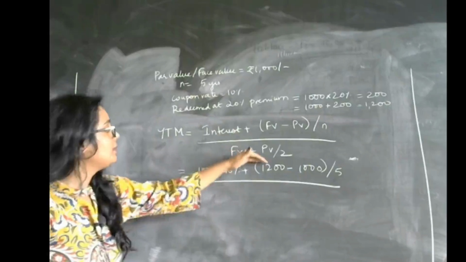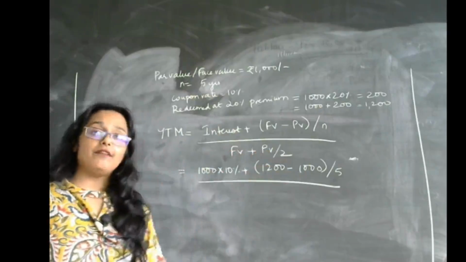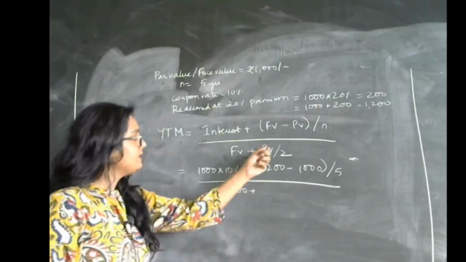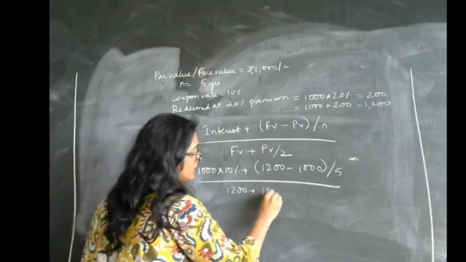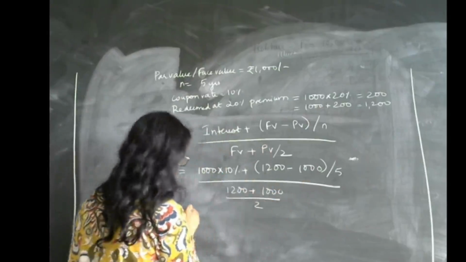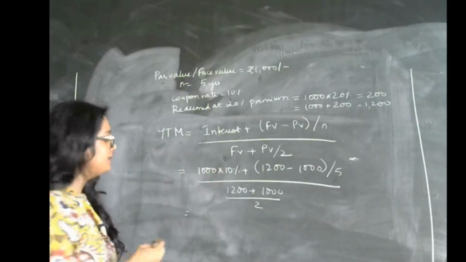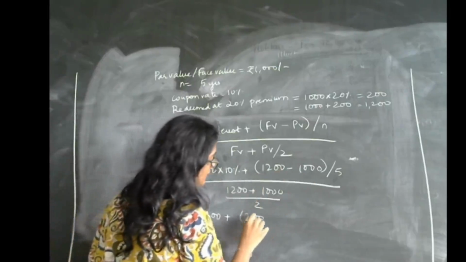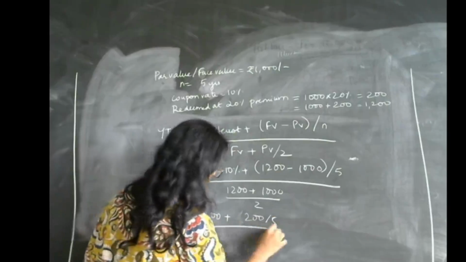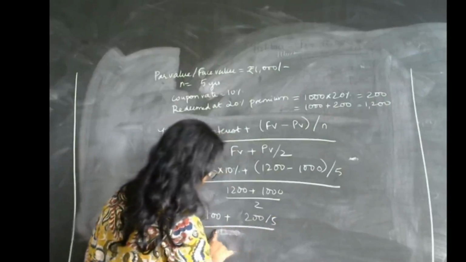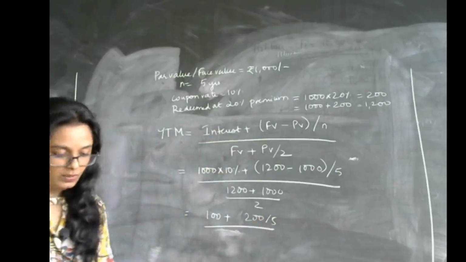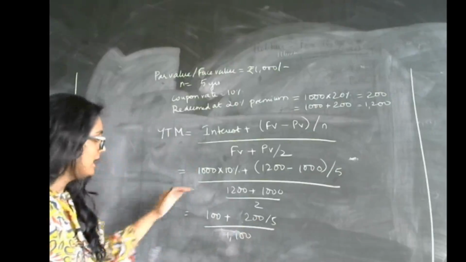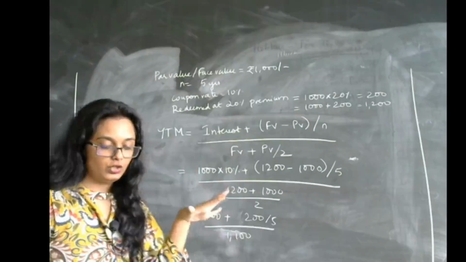Okay, now future value plus present value divided by 2, that is the average returns we are going to see. Future value we know it is 1200, present value we know it is 1000, divided by 2. Now we have to solve this. 1000 into 10% is 100 plus 200 divided by 5, over 1200 plus 1000 divided by 2. It comes to around 1100.